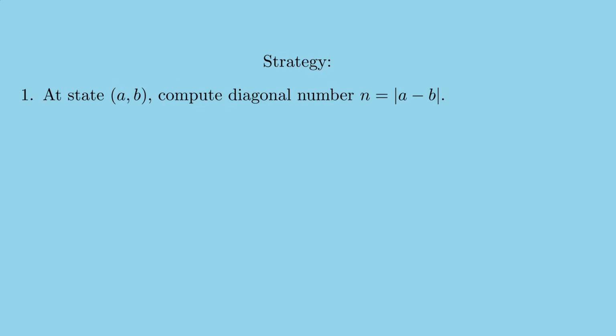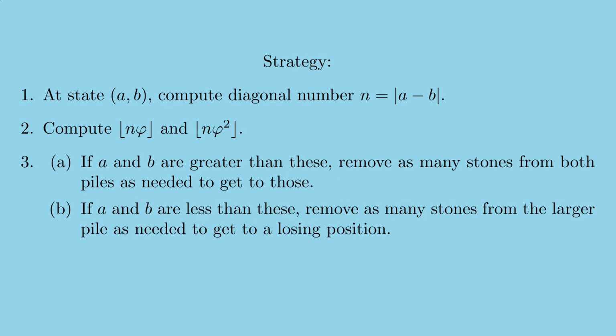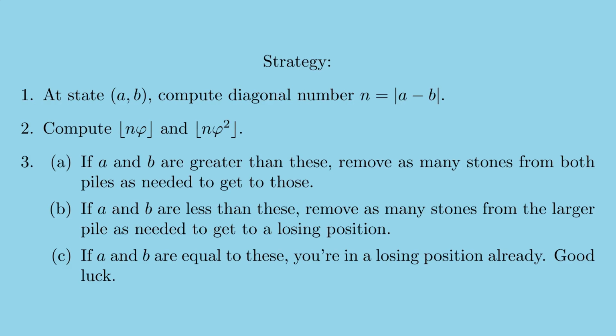So then how does this translate into strategy? Given piles of A and B, we take the difference, and that will be the diagonal you're on, which is your n. Compute floor of phi squared times n and floor of phi times n. This is the pair of coordinates of the losing position on the same diagonal. If the piles are currently larger than these, you can remove enough stones from both to get down to that square. If the piles are less than these numbers, then you remove enough from the larger pile to get into a losing position. And if the piles are equal to these numbers, then you're already in a losing position, and you need for your opponent to make a mistake.